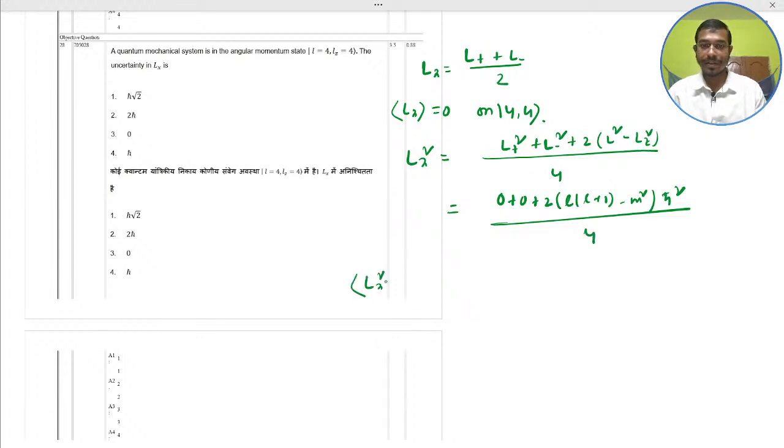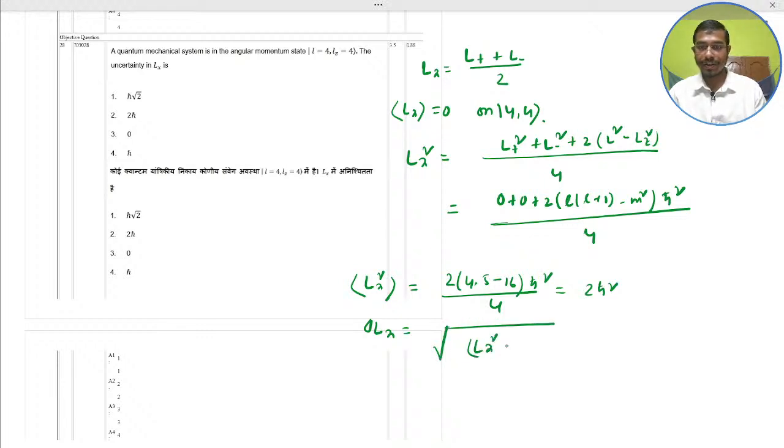So now the Lx square expectation, twice put this value 4.5 minus 16 ħ square divided by 4, so that would be twice ħ square. So uncertainty of Lx means the delta Lx, that is the square root of Lx square expectation minus Lx expectation square. This is the formula of the uncertainty. So that would be root 2 ħ. Root 2 ħ, option A would be the correct.